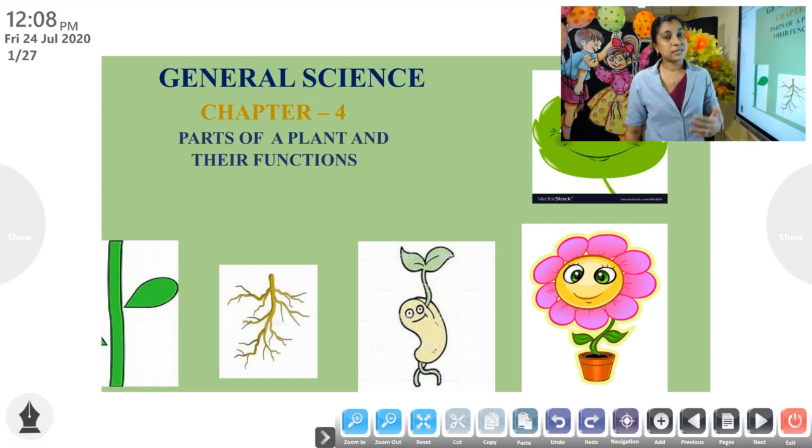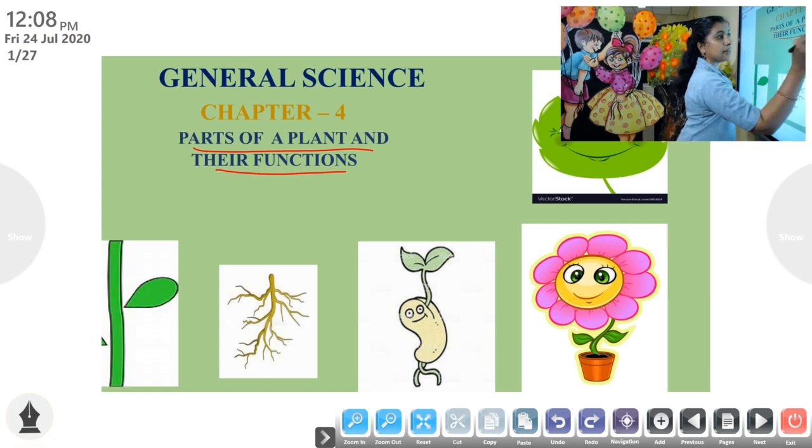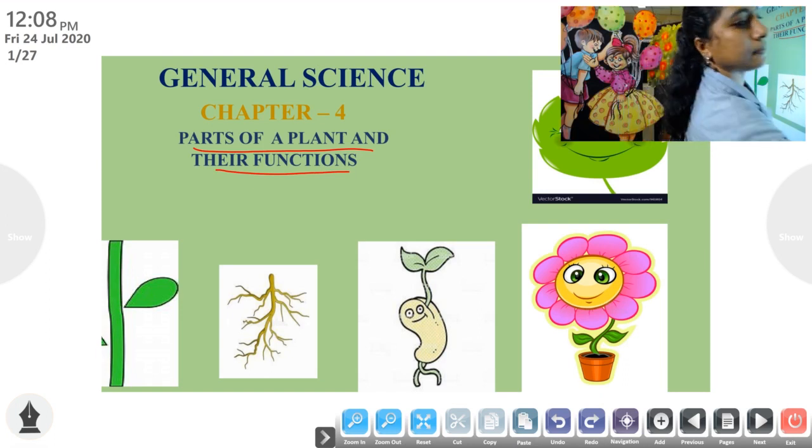Today we are going to discuss the 4th chapter, parts of a plant and the functions. What is the name of the chapter? Parts of a plant and the functions.